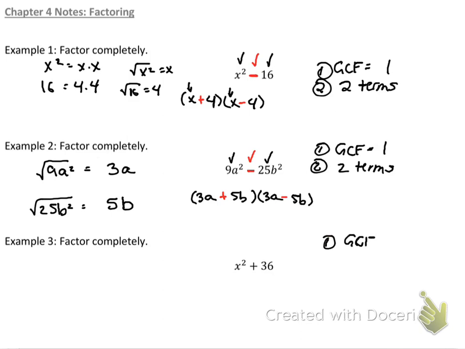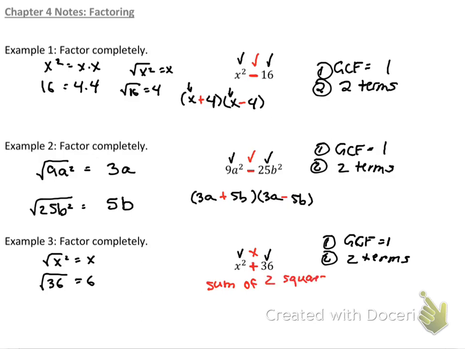Okay, so in this problem, again, the GCF is 1, and again, we have two terms. You can see clearly that x squared is a perfect square, and 36 is also a perfect square. Then we have to ask ourselves, are they being subtracted? Well, they are not being subtracted, they are being added. So this is a sum of two squares, which means that this is prime. Because the two squares are not being subtracted, there's nothing else that we can do.